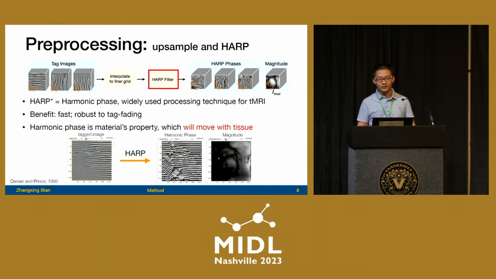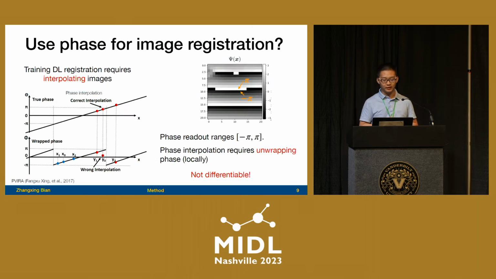Tag fading is one tricky thing, and that's the reason we do not directly register the raw tagged images. Instead, we use the harmonic phase because it's a material property, which means it will move with the tissue. Then the traditional approach will take this harmonic phase image as a proxy in the registration to find the motion. But again, there is a tricky thing called phase interpolation.